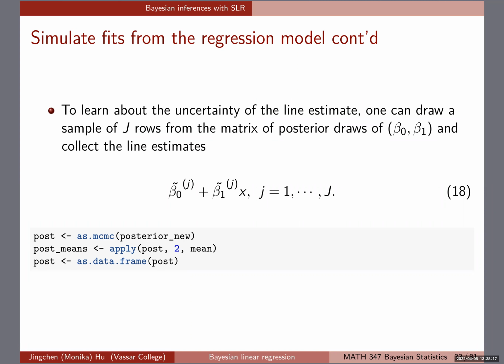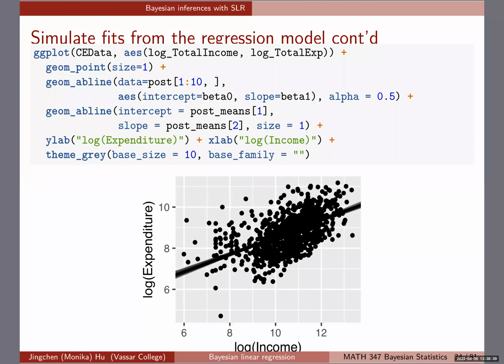We can actually get a sample of J rows from the matrix of the posterior draws and collect all of the line estimates. So I'm using posterior_new, that is the object, I think, where we save the posteriors, and then I'm just trying to get the means and also, later on, doing the plot. I just want to show you a couple of things over here.